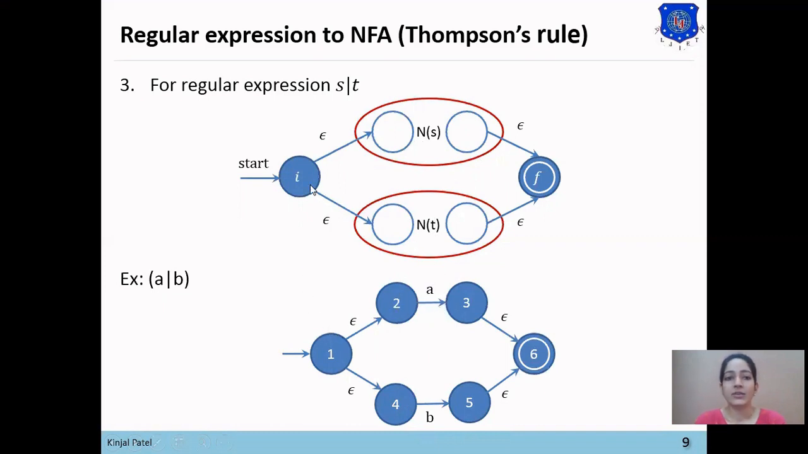Now, as the rule says, draw one starting state, so we have drawn state 1 and then drawn the two null transitions from state 1 towards the A input symbol and the B input symbol. Then from 3 and 5 we have drawn null transitions towards 6, which is our final state.